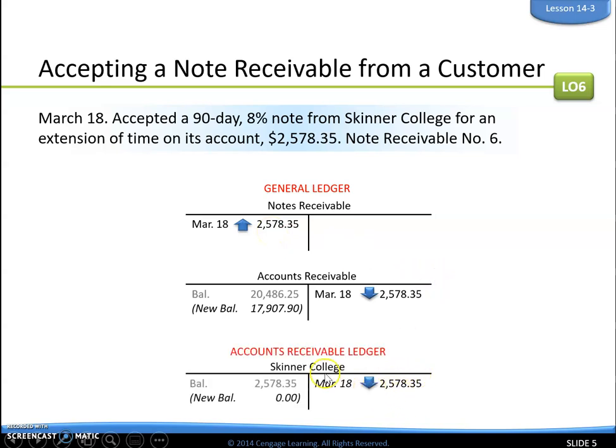And then we also need to get rid of it from Skinner College. So we're also going to credit Skinner College and decrease what they owed us, okay? Because we're transferring it from that accounts receivable into a notes receivable.